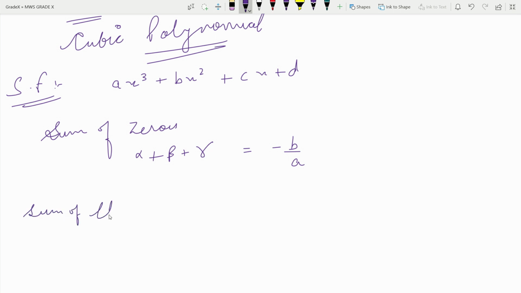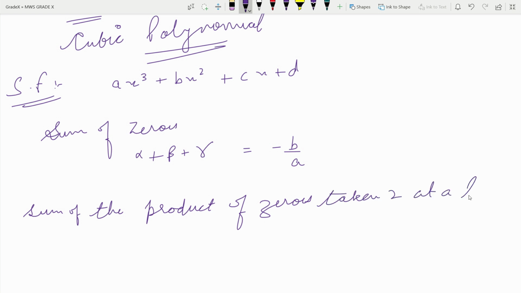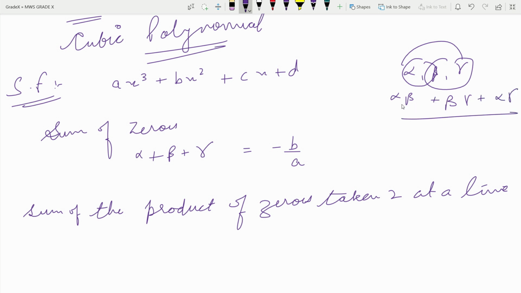Then we have the sum of the product of zeros taken two at a time. Now we have 3 zeros, alpha, beta and gamma. So first of all we'll do the product of this, then we'll do the product of this, then we'll do the product of these two, then we'll add them. So this is the sum of the product of zeros taken two at a time. So we are taking only two and we are multiplying them.